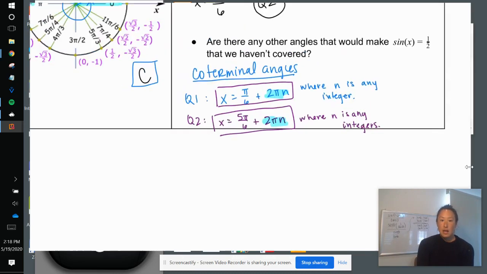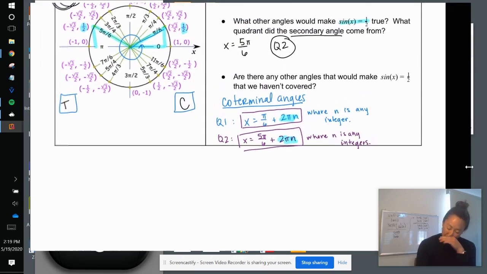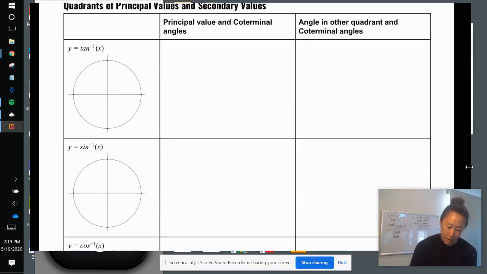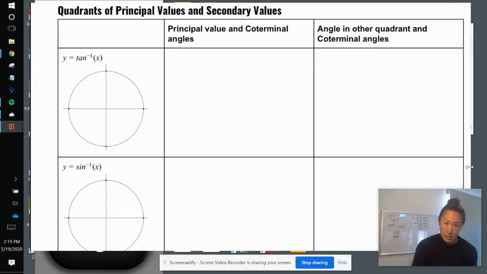Okay. And these two equations give us all the possible angle measures that would give us a sine ratio of positive 1/2. I know, it's crazy. Okay, so I'm going to give you some tips and tricks really quick before we start solving some for realsies. Okay, so tangent.